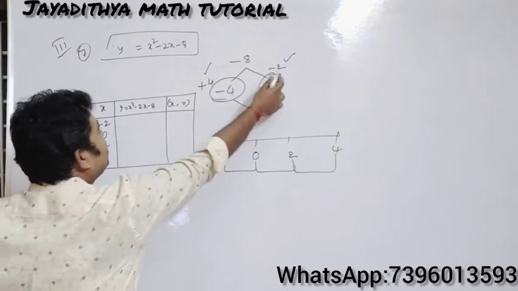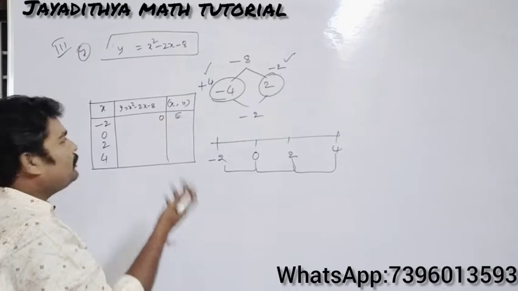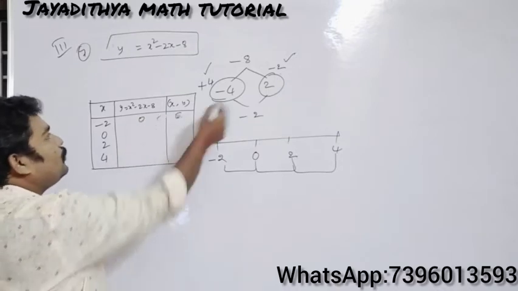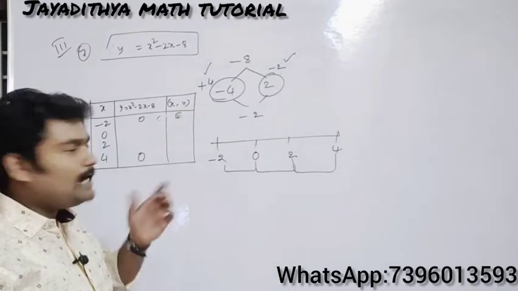That is, if you take minus 2, the y value must be 0. The y value will be automatically 0 now. You need not calculate this one. And 4 also: if you take plus 4 also, your value will be 0. If you have any doubts, you do the calculation and check there.